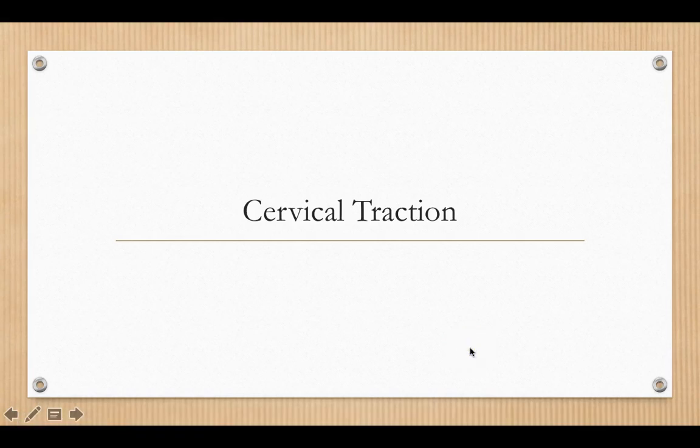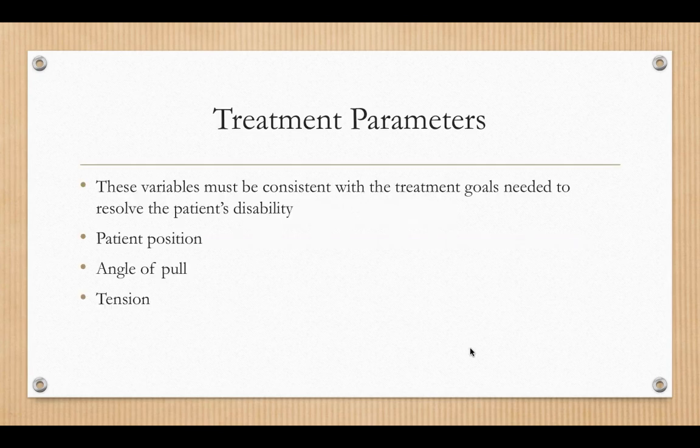Okay, so here we are now going to talk about the various types of cervical traction and when and why and how we would use traction in the cervical spine. When we look at our treatment parameters, the variables have to be consistent with the treatment goals needed to resolve the patient's disability. So you need to think about your patient position, the angle of pull, and the amount of tension that you want to apply.